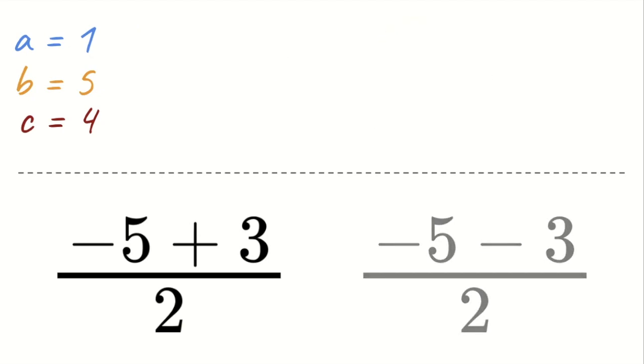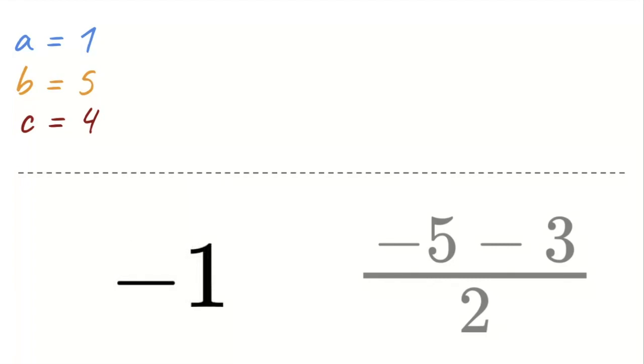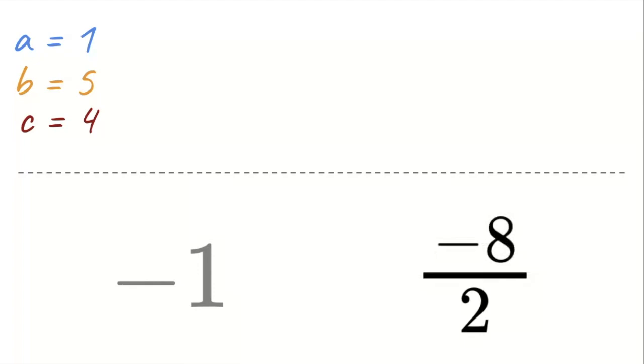We'll start with the fraction on the left. -5 plus 3 is equal to -2, and -2 divided by 2 is equal to -1. On the right, -5 minus 3 is -8, and -8 divided by 2 is -4.